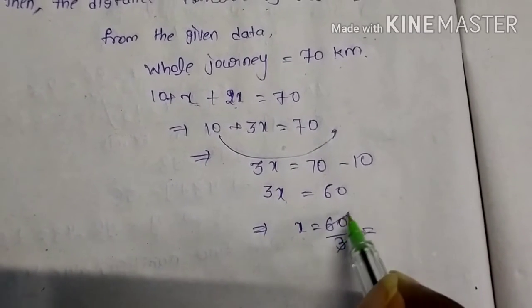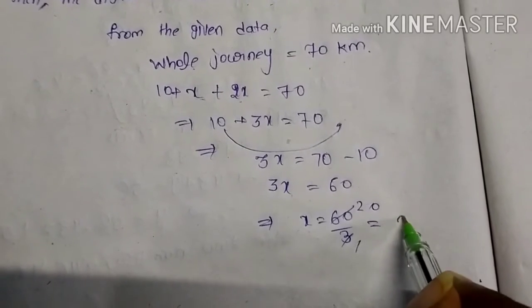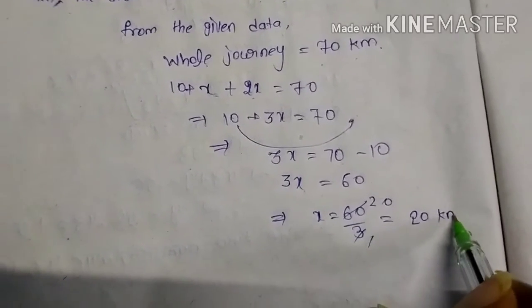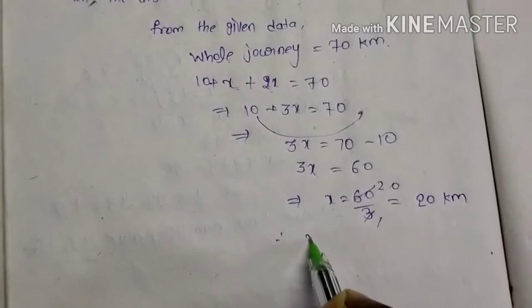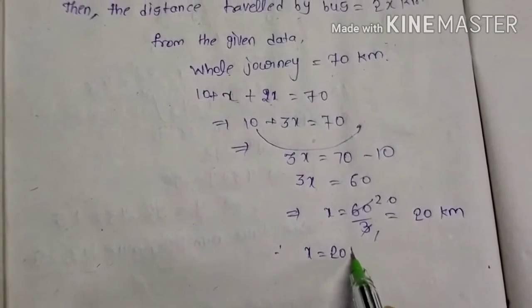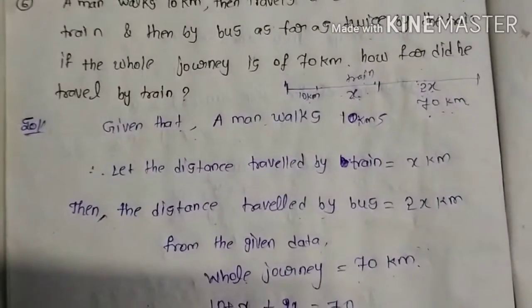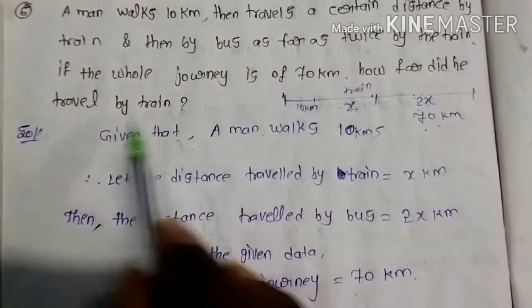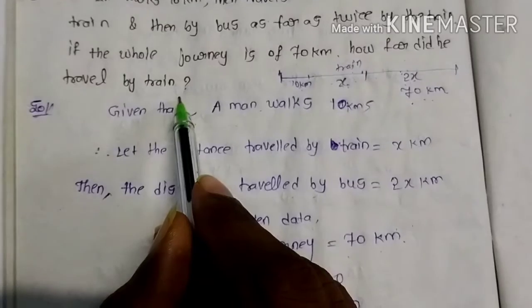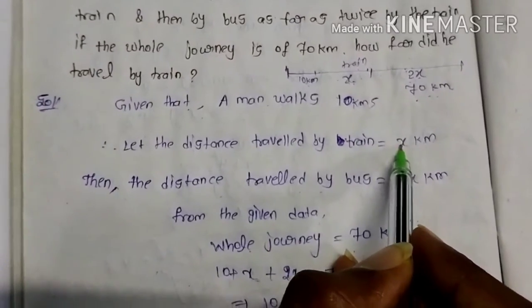Yes, three ones are 3, three twos are 6, 20. That means x is equal to how much? 20 kilometers. Yes or no? Therefore, you can write x is equal to 20 kilometers. What they are asking, once you can see the question: how far did he travel by the train? Train how many kilometers? x kilometers.